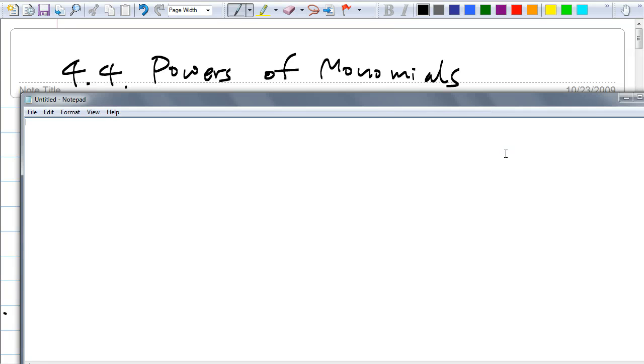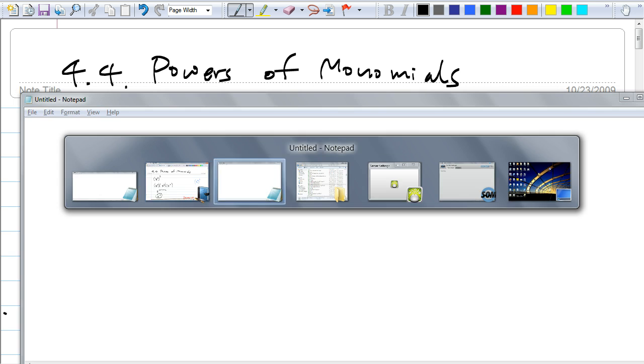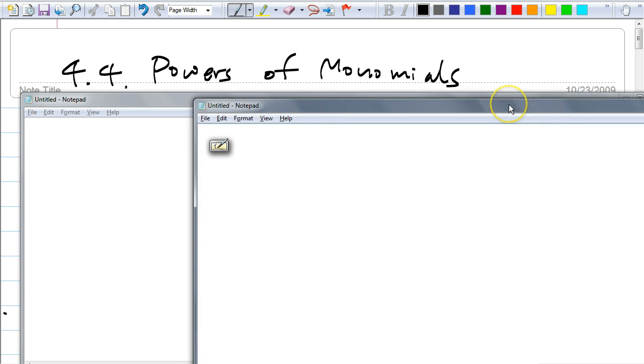Today we're going to talk about powers of monomials. Okay? Powers of monomials. Can somebody guess what we mean by powers of monomials? Anybody want to guess? Yeah, what do you think, sir? Exponents, kind of. So, something like this.